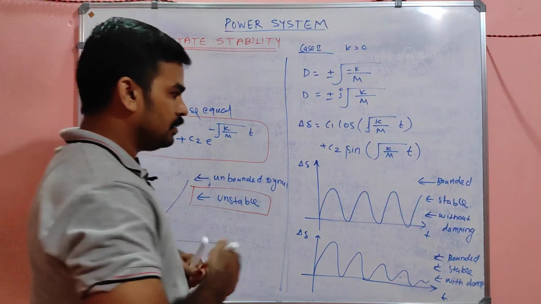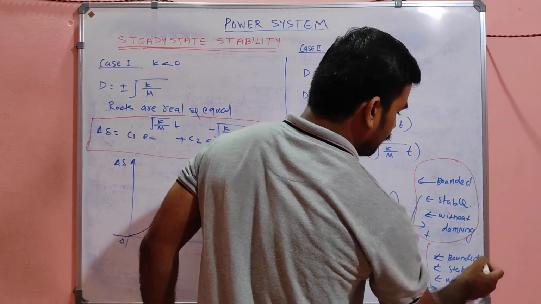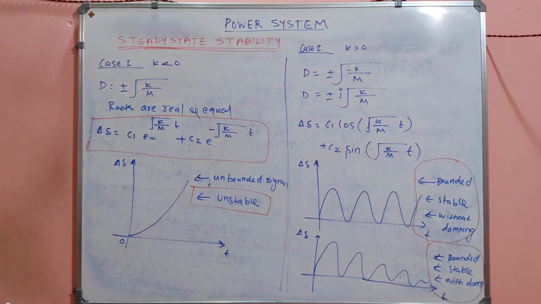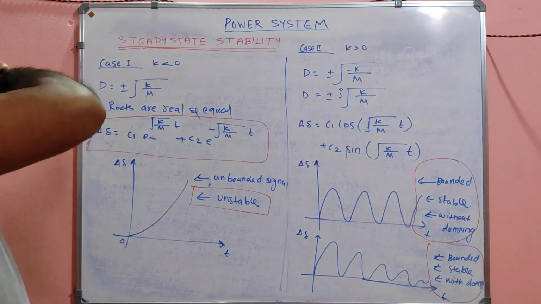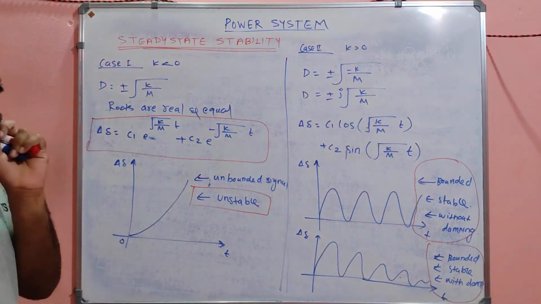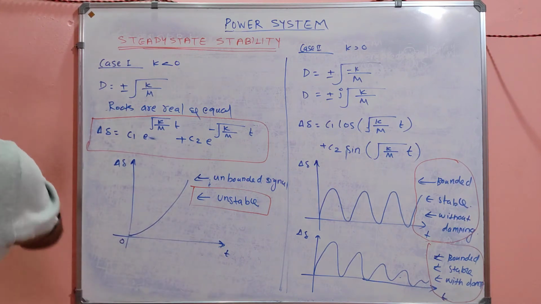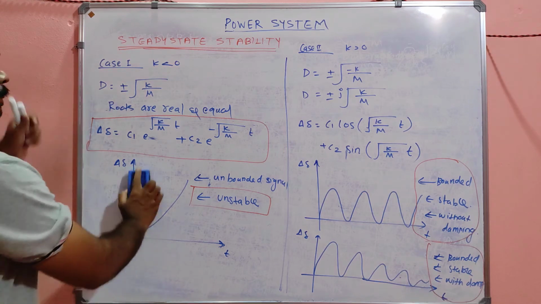Is it clear? Note these points very carefully. Okay, is it clear? So what happened when k is equal to 0? The system is stable. When k is less than 0, the system will be unstable. That's all. Is it clear, my dear?